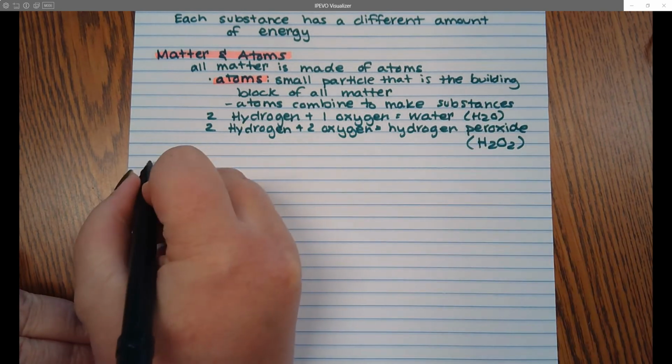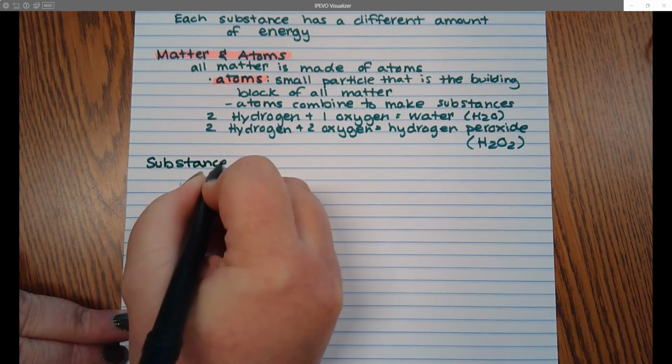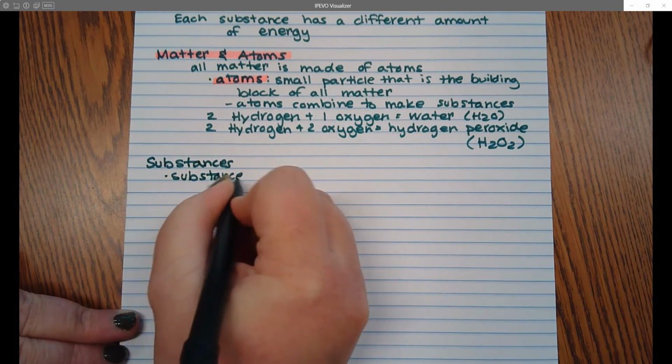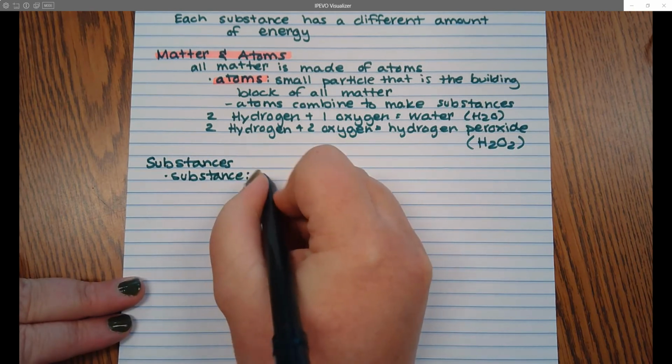But the next heading in this section is substances, and we start with the definition of a substance. A substance is matter with a composition that is always the same.